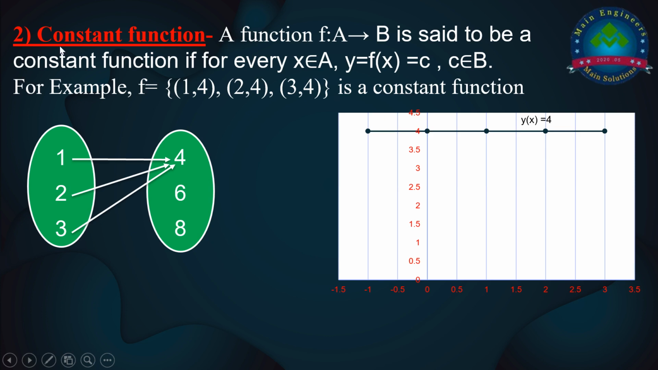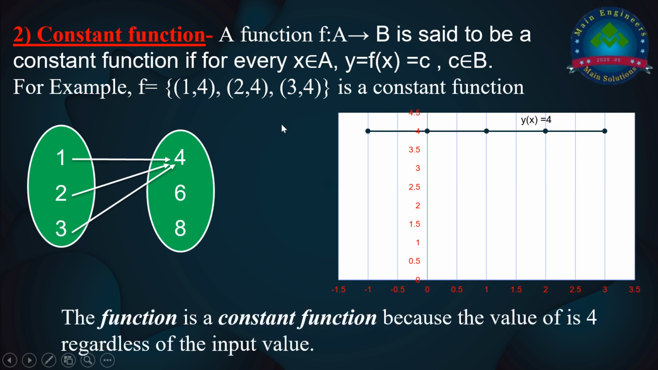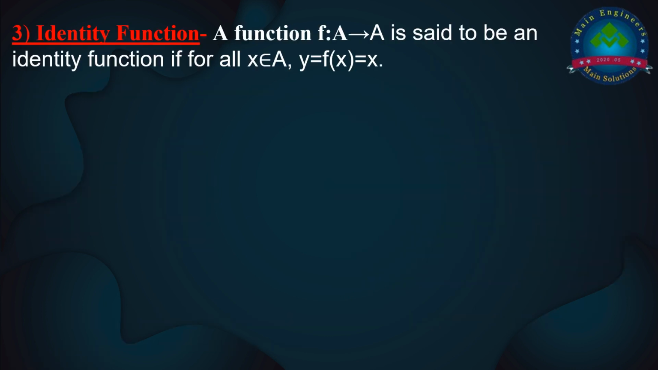Again, the function is a constant function because the value is always 4 regardless of the input value. It doesn't matter what the input value is, the output is always going to be 4. As you see in the line, this is always going to be 4 regardless of any of these inputs. So this type of function is called a constant function. Let's discuss the identity function.